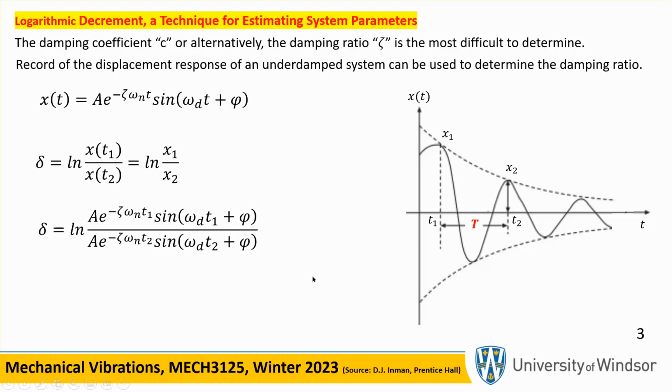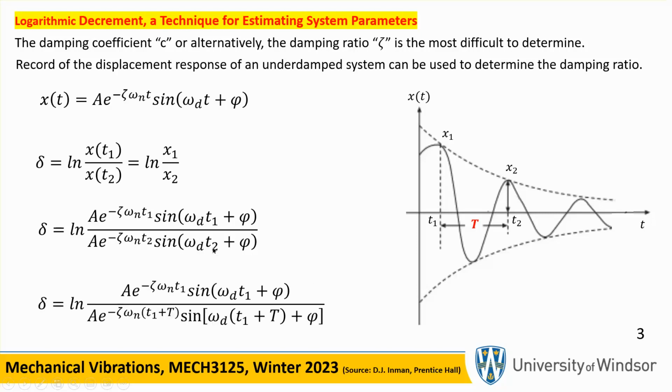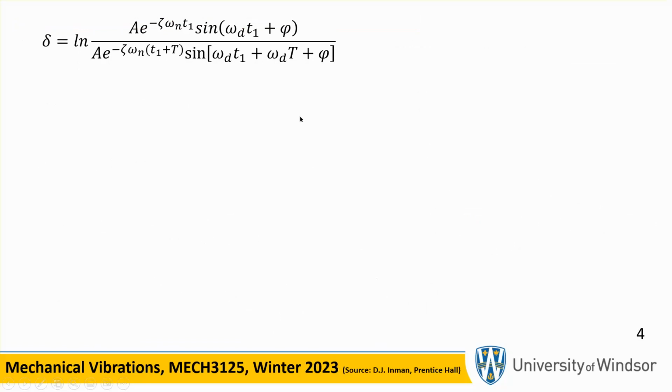Now, let me remind you that T2 that appears here, T2 that appears here, is in fact T1 plus the period, the damped period. So what I have done, I've taken this T2 from that expression, where it's appearing in the exponential and in the sine, and replaced it with T1 plus the period. Let's move on.